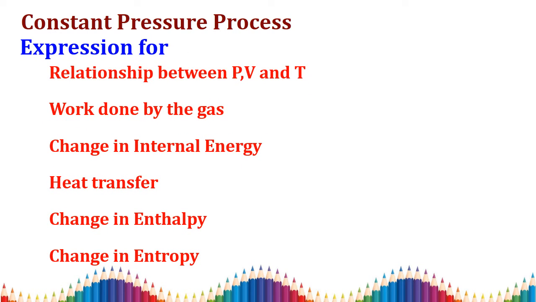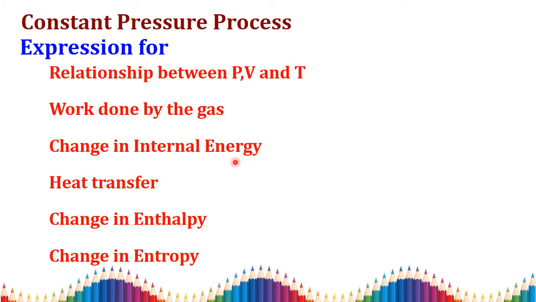These are all the expressions we are going to derive in this lecture. First, we need to derive a relation between pressure, volume and temperature using the ideal gas equation. The ideal gas equation is PV is equal to mRT, where P is pressure, V is volume, m is mass, R is the characteristic gas constant, and T is temperature. The next one is work done by the gas, which is the integral of pressure into change in volume, so from that equation we can derive work done.